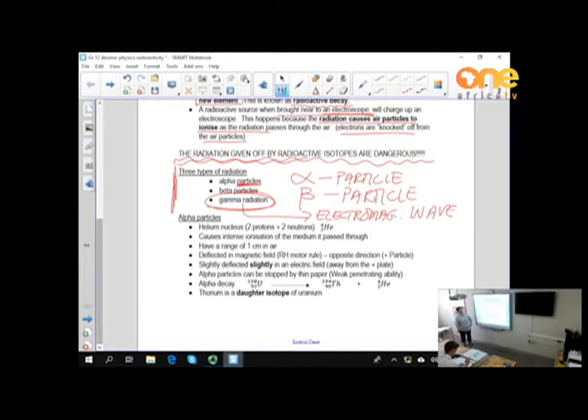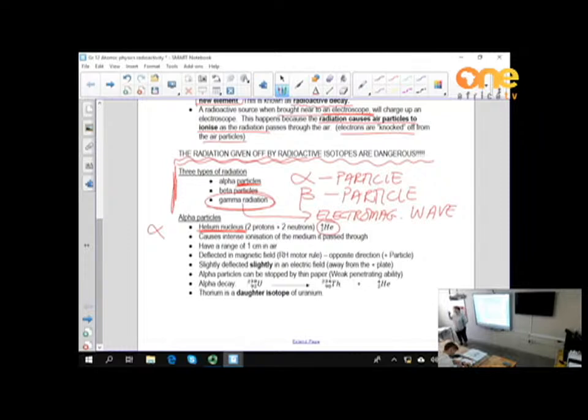Starting off then with alpha particles. The symbol for alpha is the Greek letter alpha. An alpha particle is a little piece that breaks off from the nucleus, and it consists of 2 protons and 2 neutrons. So the mass of that particle would be 4 atomic mass units. Now, 2 protons and 2 neutrons is actually a helium nucleus. So we refer to an alpha particle as being a helium nucleus.